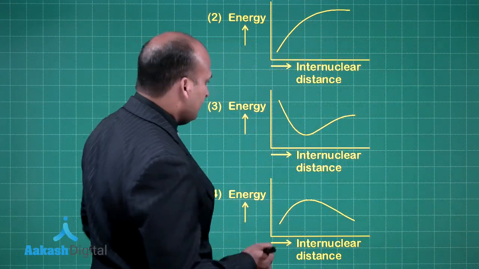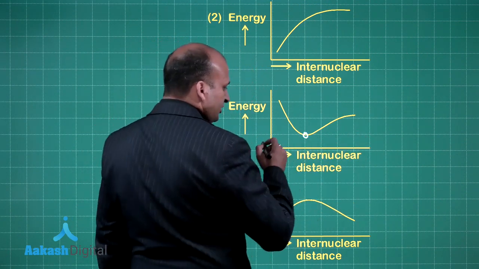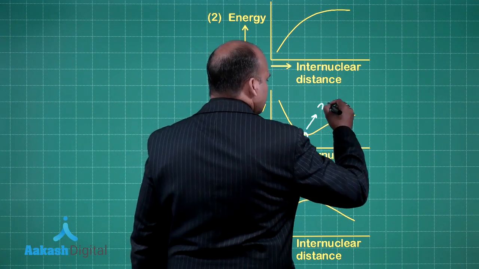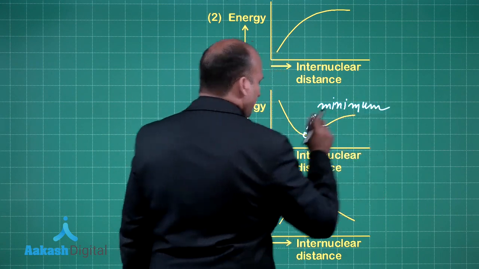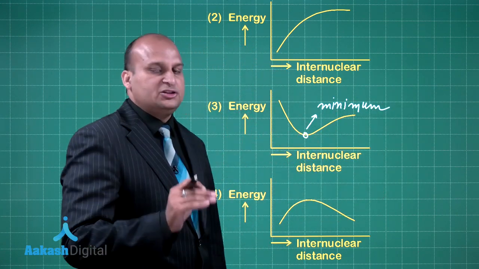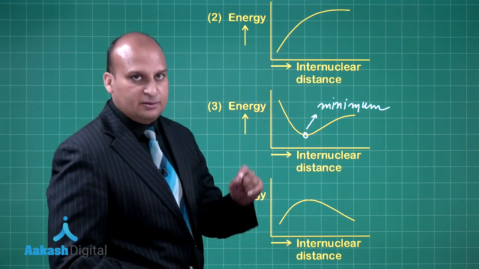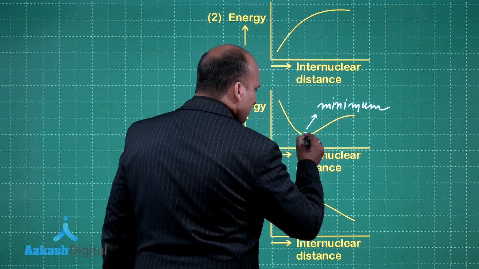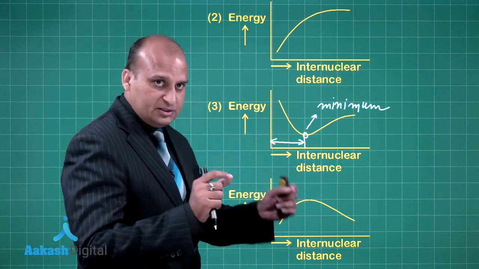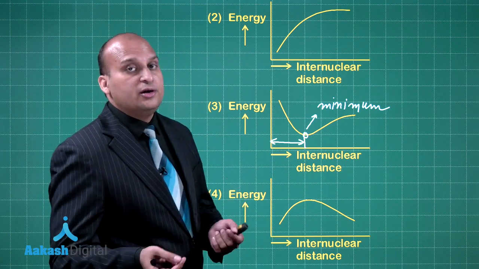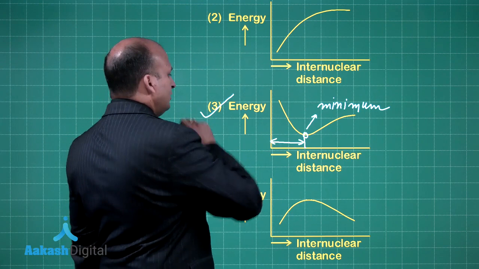What you are seeing over here is that when the distance is decreasing, at a particular point the energy is minimum, and this point of least potential energy indicates that the bond formation has taken place. And in fact, at this point only, if you measure this distance, this is the distance between the two nuclei, or you can call it the bond length, right? So the correct option is option number 3.